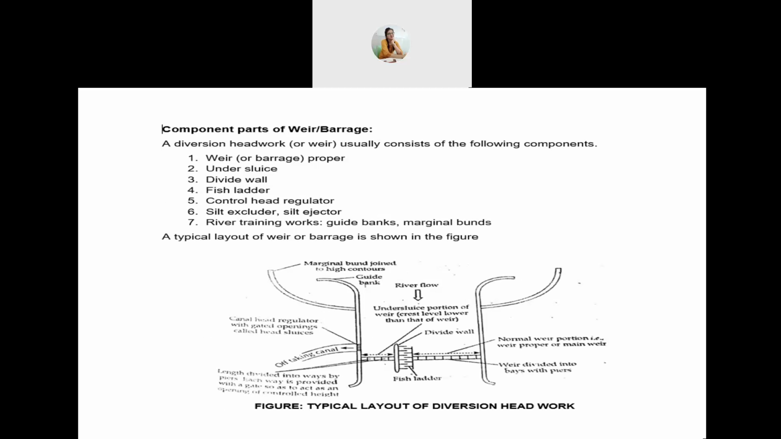Next, component parts of weir or barrage. A diversion headwork or weir usually consists of the following components: weir or barrage proper, undersluice, divide wall, fish ladder, canal head regulator, silt excluder, silt ejector, river training works, guide banks, marginal bunds. A typical layout of a weir or barrage is shown in the figure. Regarding the component parts of a weir or barrage and the typical layout of a diversion headwork, we'll see a video now. It is long, but it will help you understand diversion headwork in more detail.